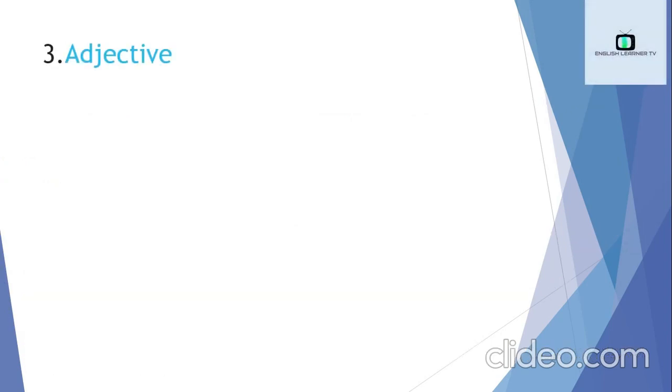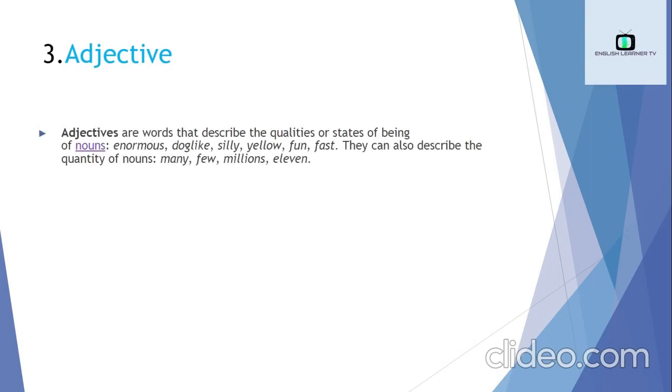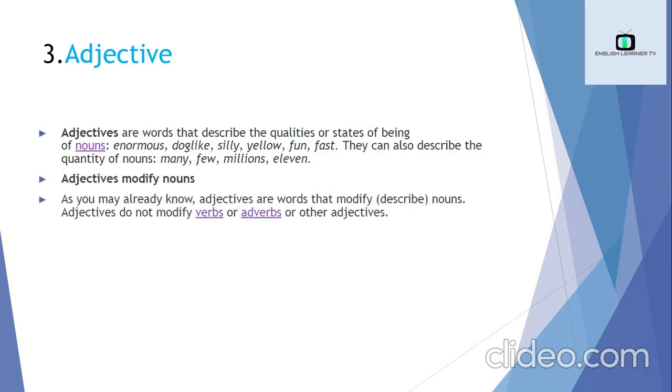Three, adjective. Adjectives are words that describe the qualities of nouns: enormous, dog-like, silly, yellow, fun, fast. They can also describe the quantity of nouns: many, few, millions, eleven. Adjectives modify nouns. As you may already know, adjectives are words that modify or describe nouns. Adjectives do not modify verbs or adverbs or other adjectives.